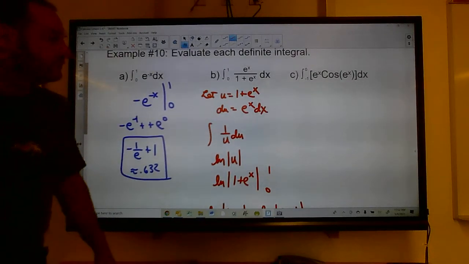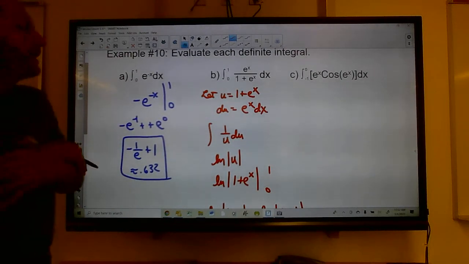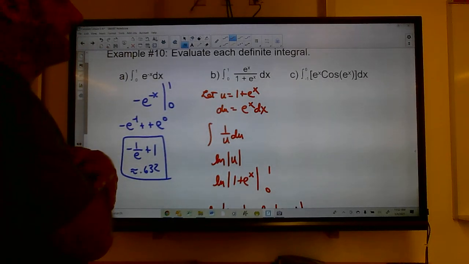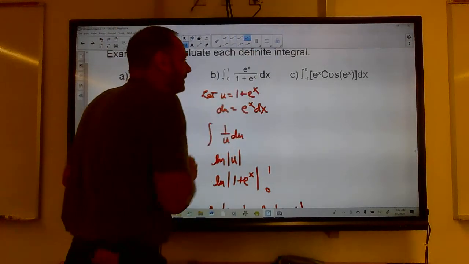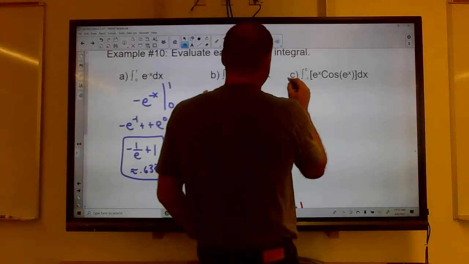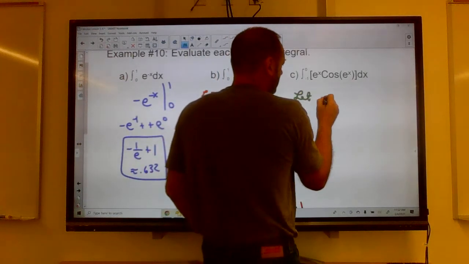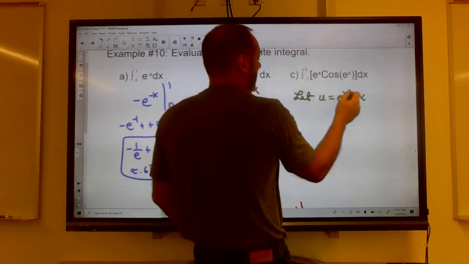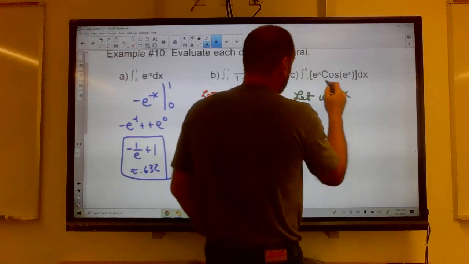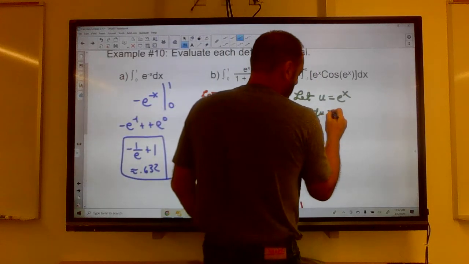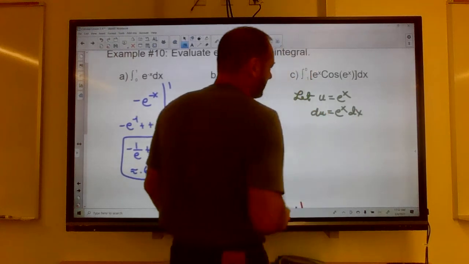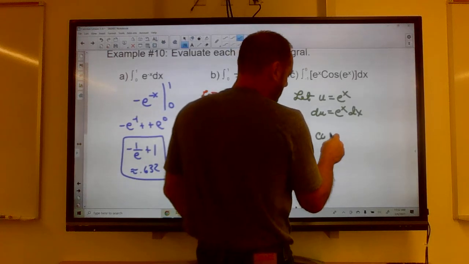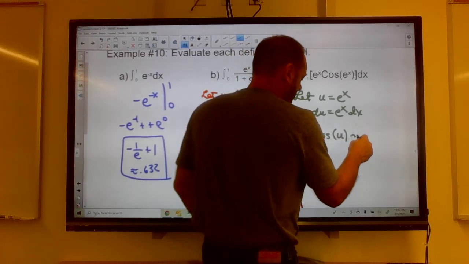Okay. Lastly, we've got the integral from negative 1 to 0 of e to the x cosine e to the x dx. So this is going to be a u substitution problem again. We will let u equal e to the x. And then du is going to be e to the x dx. So this becomes the integral of cosine u du.